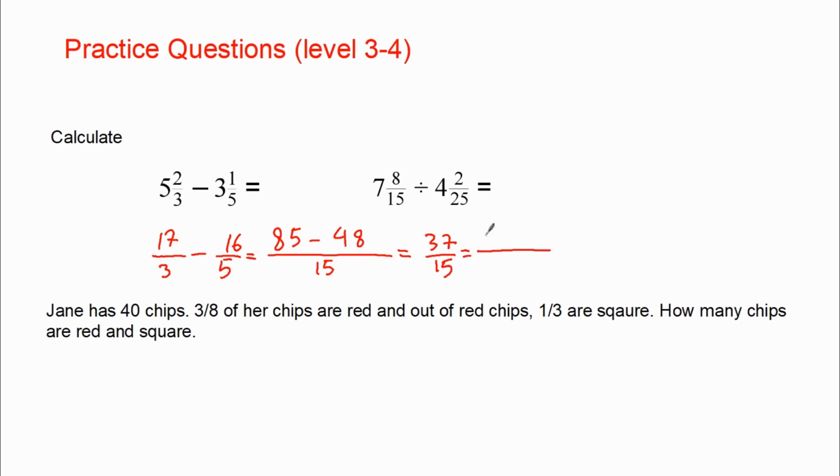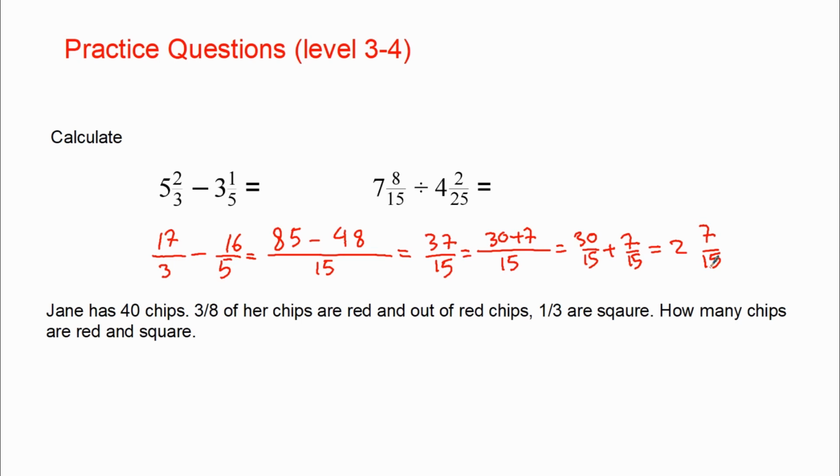We can write 30 plus 7, because again 30 is the highest number within 37 that is divisible by 15. So if you separate this one from each other, that would be 30 over 15 plus 7 over 15. 30 over 15 is 2. So the final answer is 2 and 7 over 15.